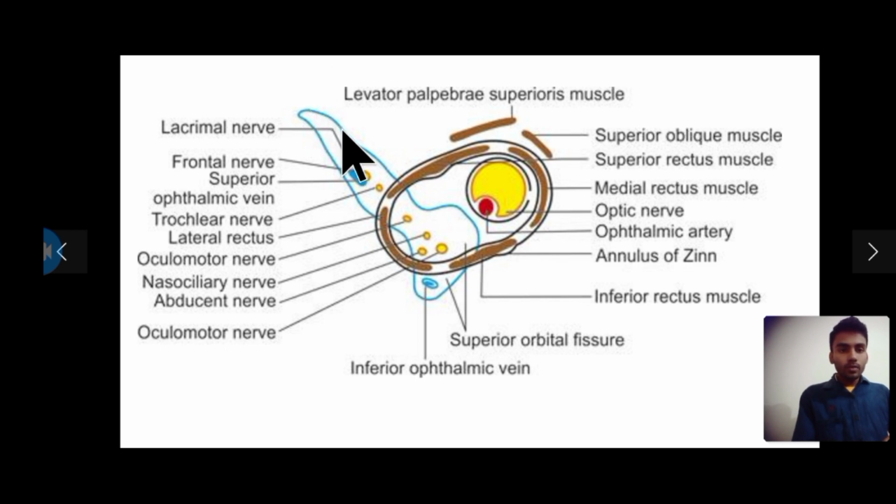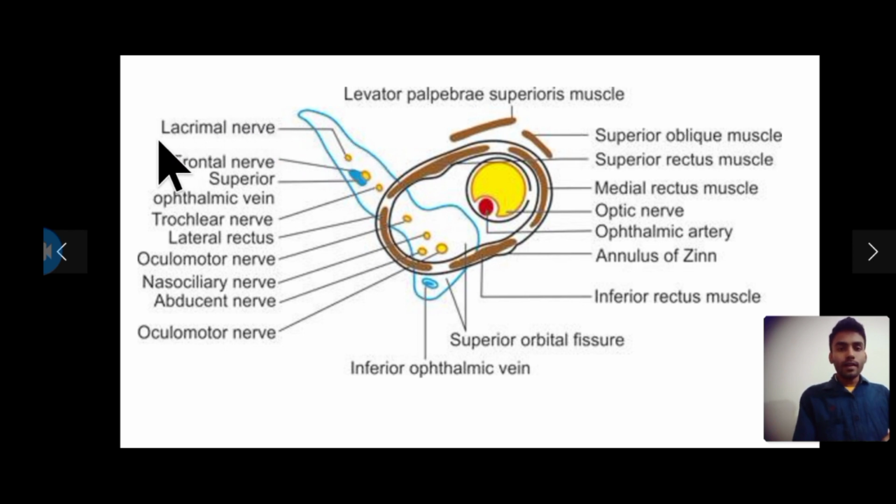So you can easily make out that this is the comma-shaped superior orbital fissure, and this bolded part is nothing but the annulus of Zinn, the fibrous ring. It divides the superior orbital fissure into 3 parts: the lateral, through the annulus of Zinn, and medial. Okay, so through this lateral part, the lacrimal nerve and the frontal nerve pass. This lacrimal nerve and frontal nerve are branches of the ophthalmic division of the trigeminal nerve. The superior ophthalmic vein and the trochlear nerve, which is the 4th cranial nerve, pass through the superior orbital fissure lateral to this annulus of Zinn.